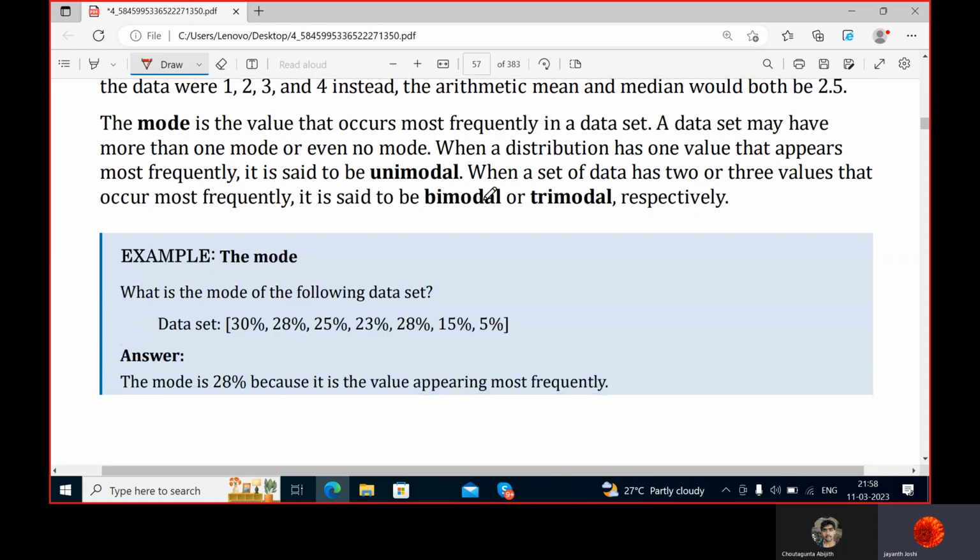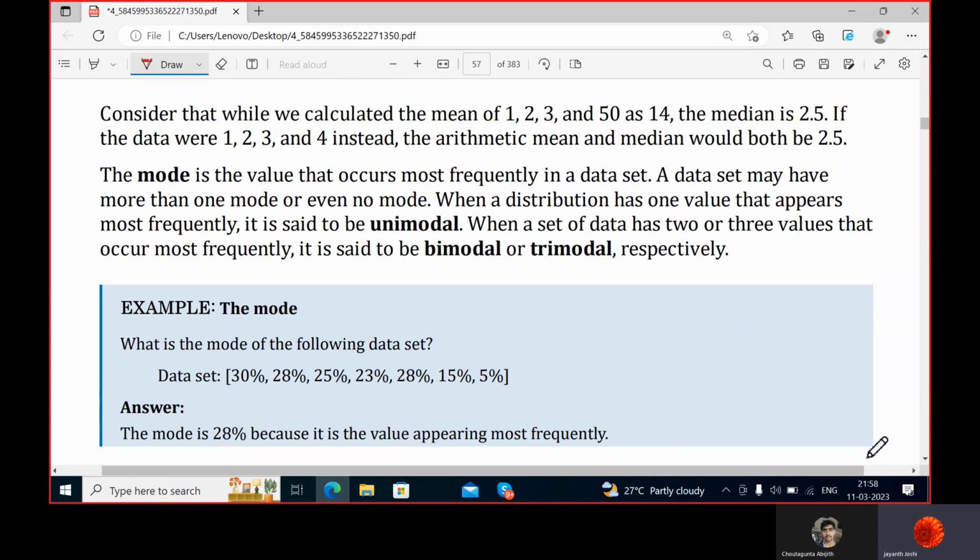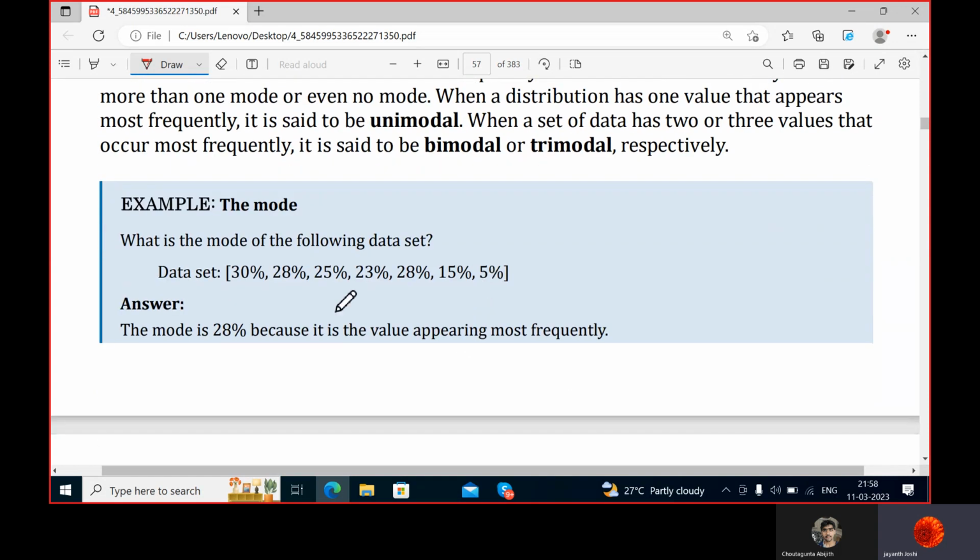And mode, we have already discussed the repeated ones. The one which is repeating the maximum number of times is the mode. Here in the data, which one is repeating? 28. It repeated twice. This is the mode.